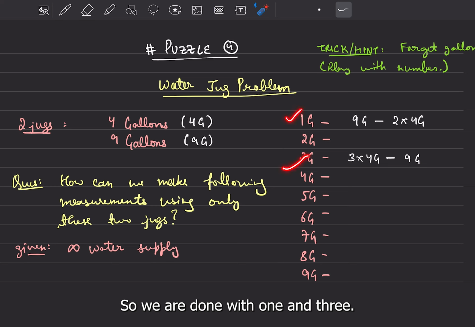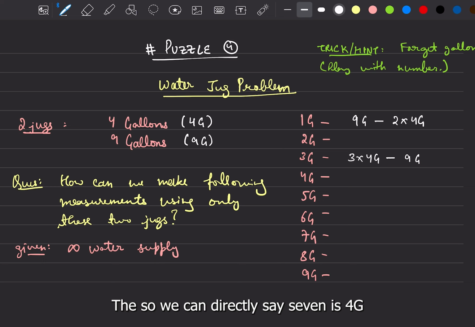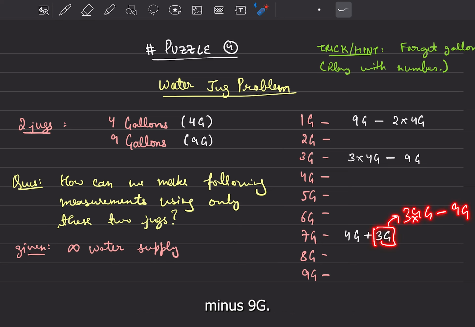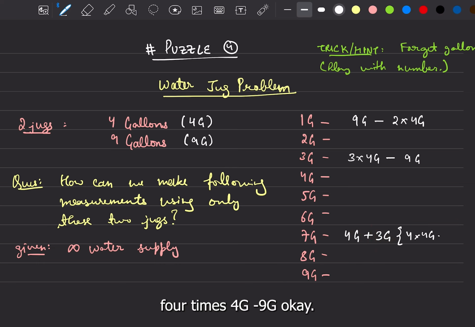So we are done with 1 and 3. Now let's come to 7. 7 was 4 plus 3, so we can directly say 7 is 4G plus 3G. If you want to write it only in terms of 4 and 9, 3G is 3 times 4G minus 9G. When you add, it becomes 4 times 4G minus 9G. Okay, we are done with 7 gallon.